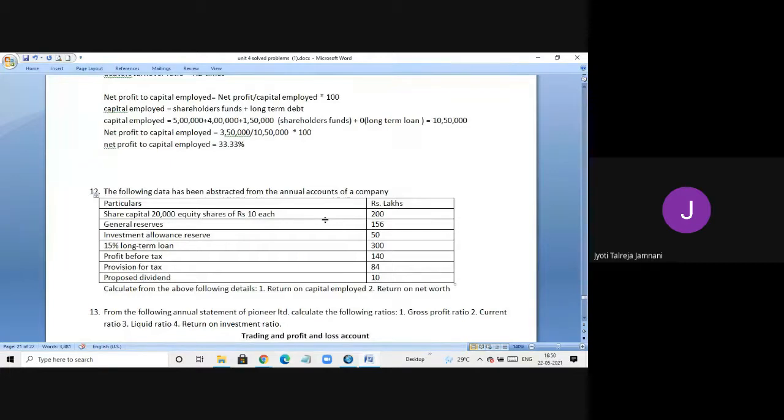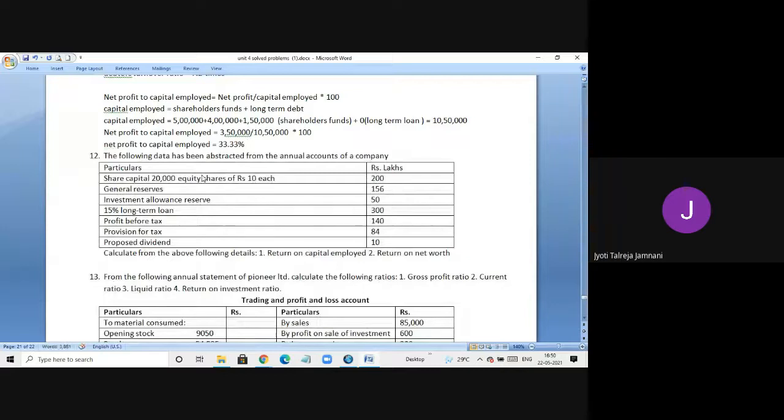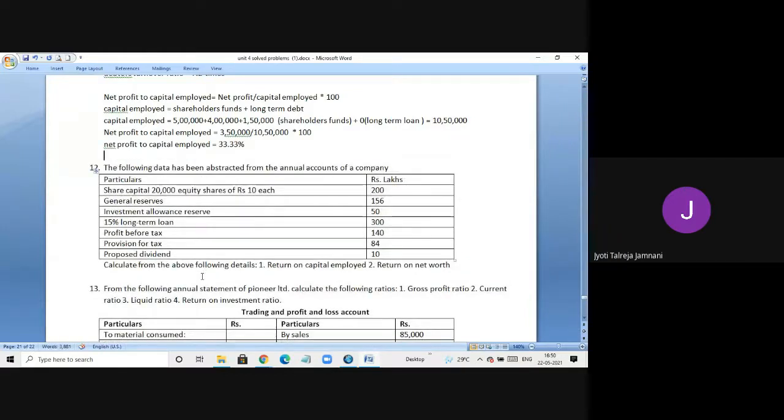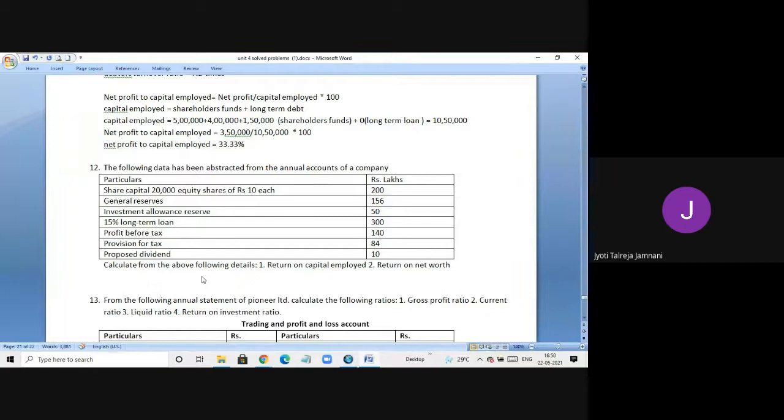I'll finish the last two sums, 12th and 13th, so that in the next class we can start with the cash flow statement. In the 12th question, they just asked you two things. They've asked you to find the return on capital employed and return on net worth. Return on capital employed is nothing but the above formula, net profit to capital employed, or whatever profit is given, EBIT, profit after tax, using that we find the return on capital employed and return on net worth.